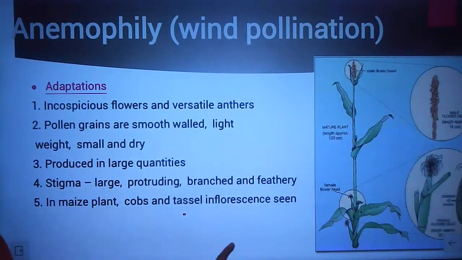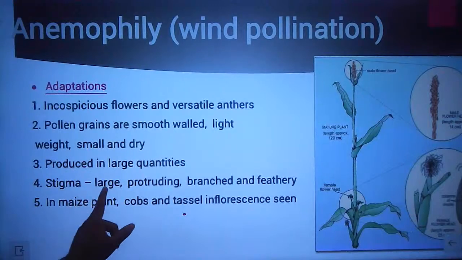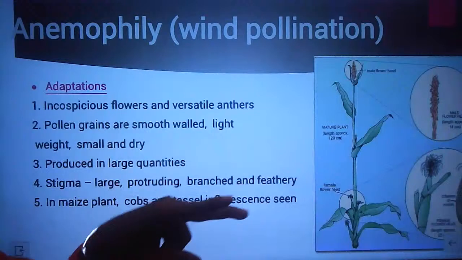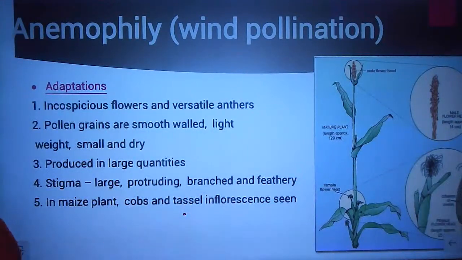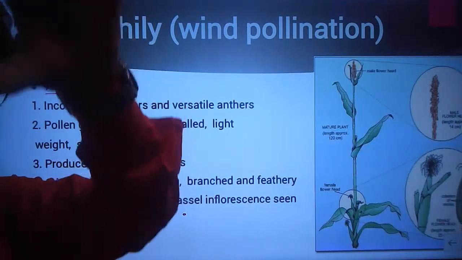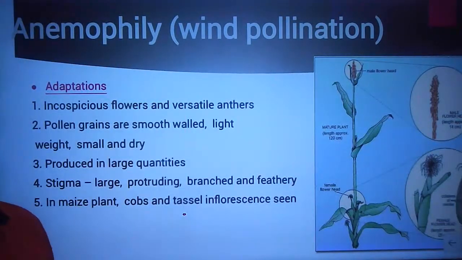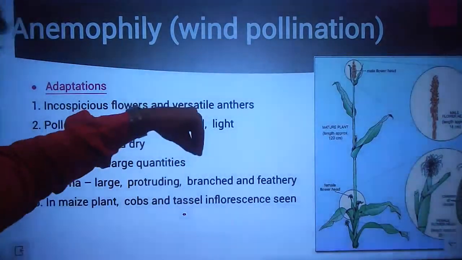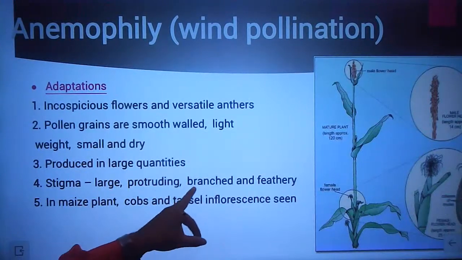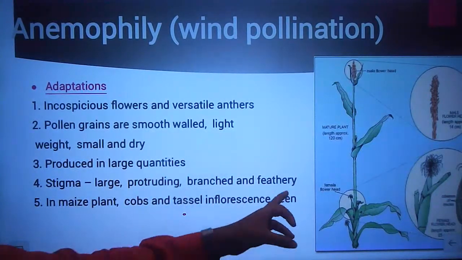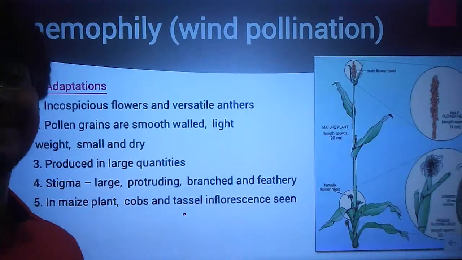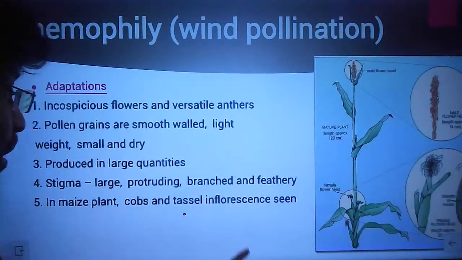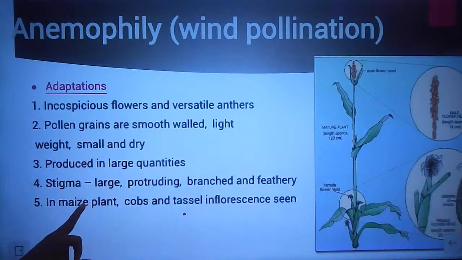Then the stigma should be large, and it should be coming out. It should be protruding, which means it should come out. So it is protruding, branched and feathery. Only if it is branched and feathery, and sometimes sticky, can the pollen grains carried forward by the wind come and get deposited onto the surface of the stigma. Only with these adaptations can the pollen grains land and sit on the stigma. So this type of adaptation should be there for the stigma.